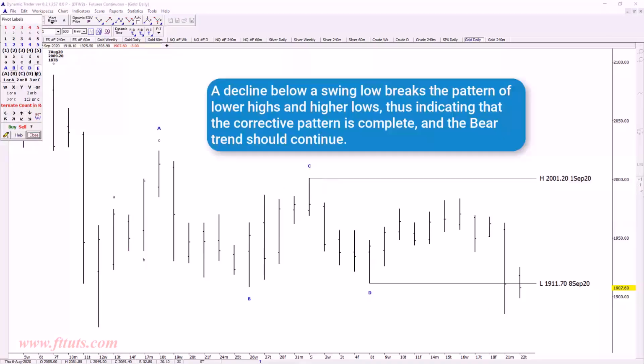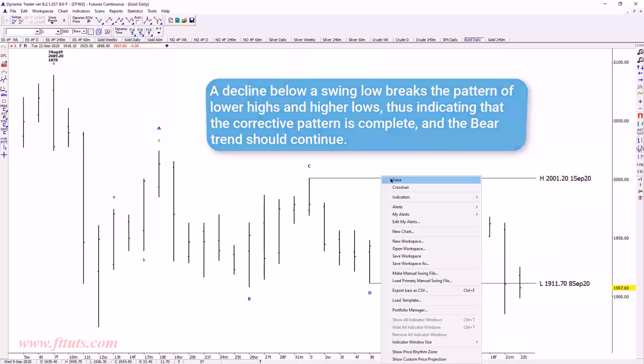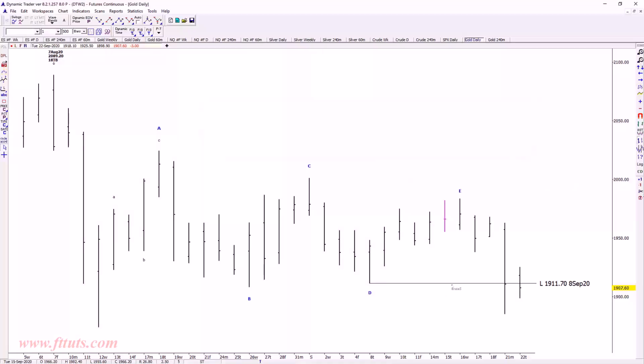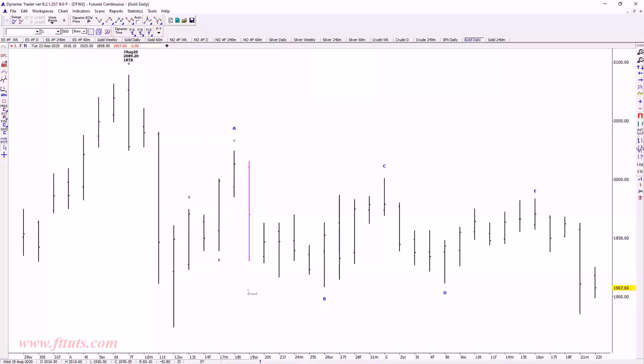We can say at this point we're in a position to have completed an ABCDE contracting triangle, which is a fairly common correction, probably the second most typical correction after ABCs. So you should be aware of these, and we're going to learn a lot more about these when we look at subdivisions and how to identify, give us further information that that's exactly what's going on.